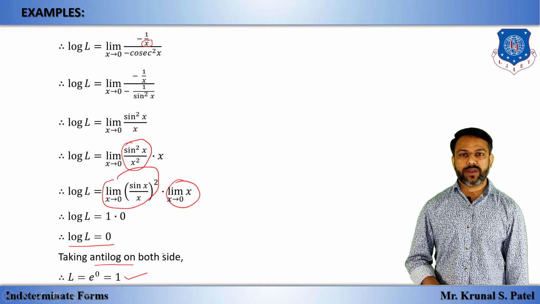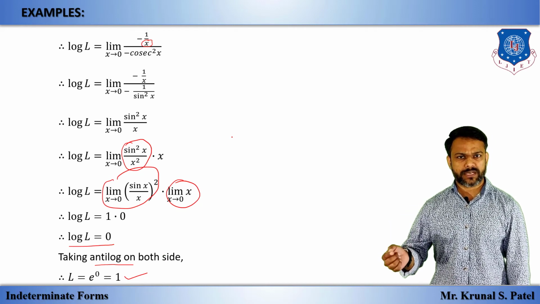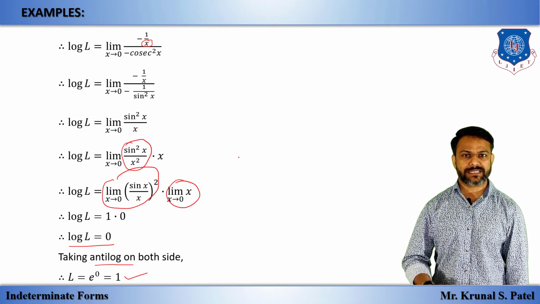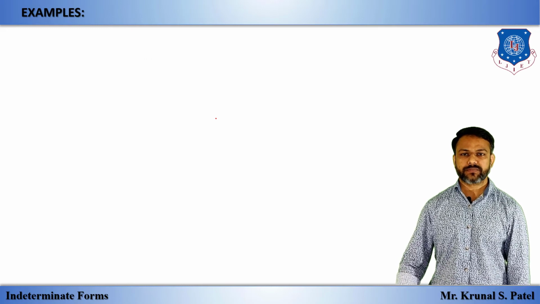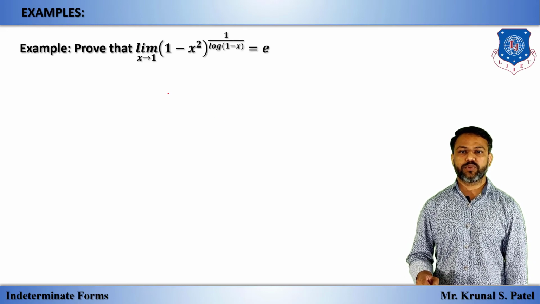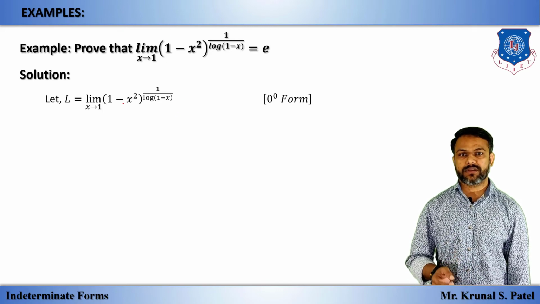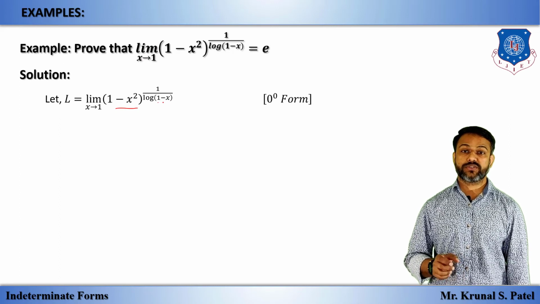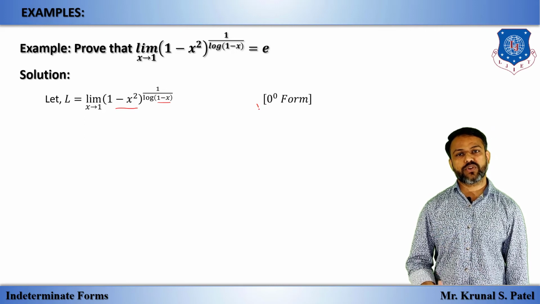Same way, we have taken the 1 raised to infinity example, the infinity raised to 0 example. Now the 0 raised to 0 example. So let's look at the example. L is equal to this limit. If we put x is equal to 1, so 1 minus 1 is 0. In the power, if we put x equal to 1, 1 minus 1 is 0, log 0 is infinite, and 1 by infinite is 0. So we have 0 raised to 0 form.